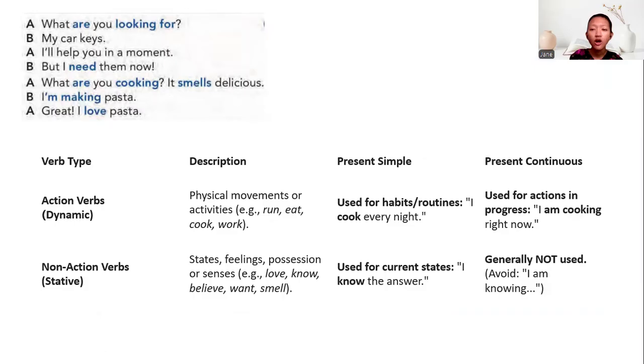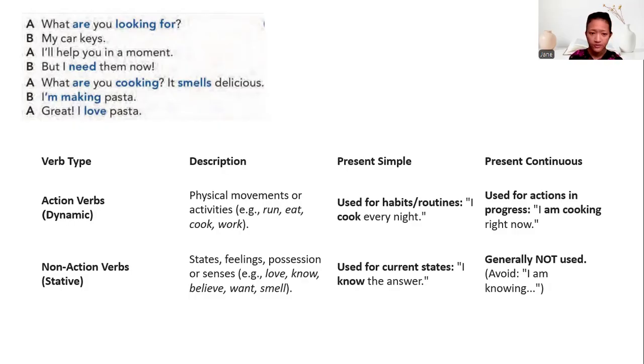Action verbs, we also call them dynamic verbs because they have physical actions like moving or activities like going, reading. We can use them in present simple tense for habits and routines. For example, I cook every night, or your likes and dislikes. I read poetry, like that. We can also use them in present continuous tense for actions in progress. So I am cooking right now, or I am reading poetry these days, right? So to show a temporary action.